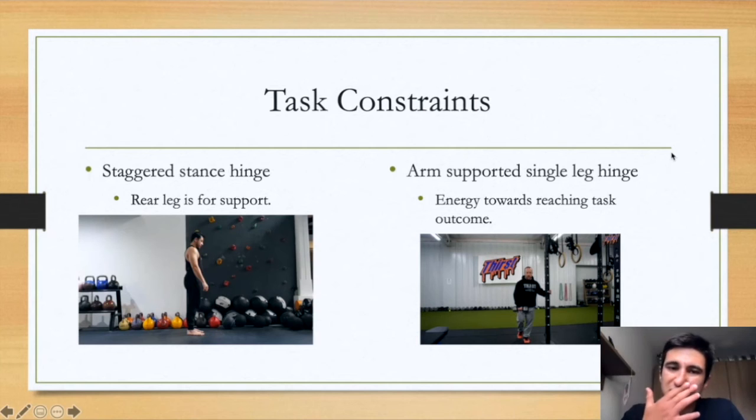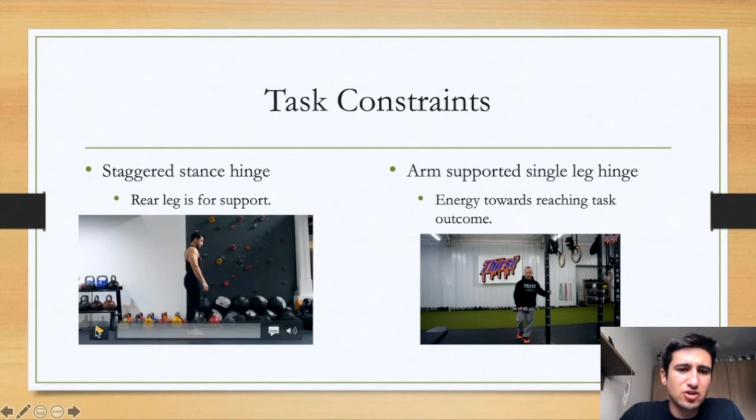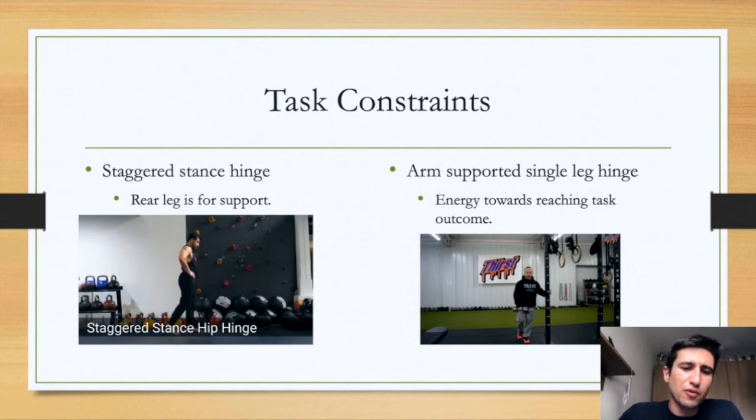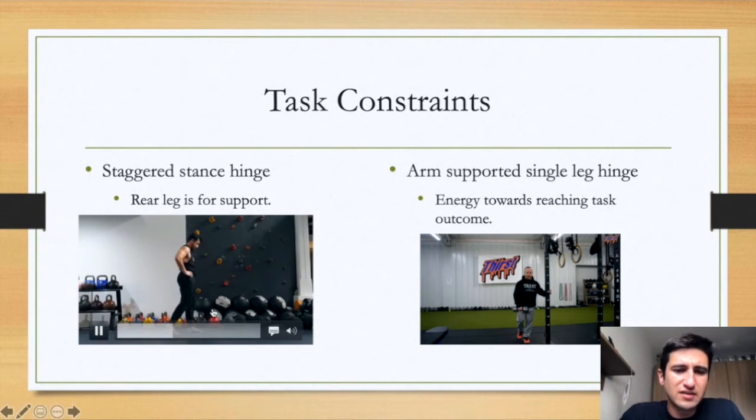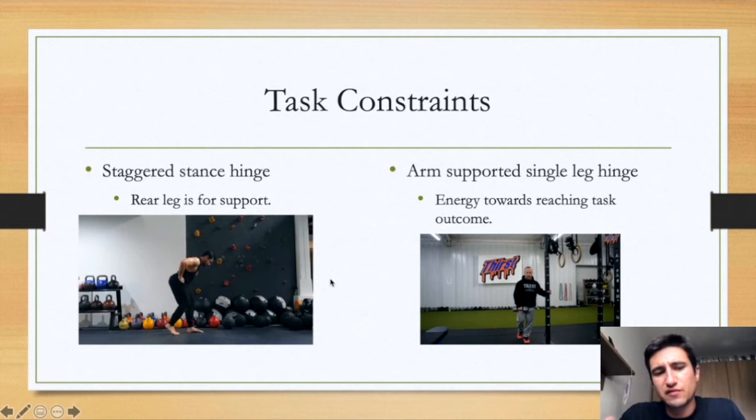Another two examples of manipulating task constraints are using the stacker stance hip hinge, as shown in this video. The rear leg is used for support and all the weight is put onto the front leg. This means that the load is being borne through the front leg, and the posterior chain of the front leg is being trained. Using the back leg for support ensures more balance, and the desired outcome of hinging through one lower limb is achieved.